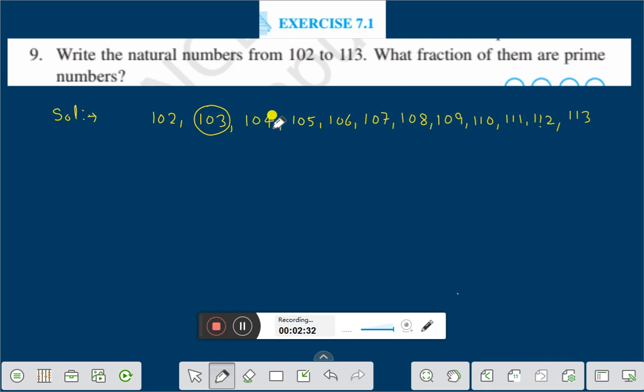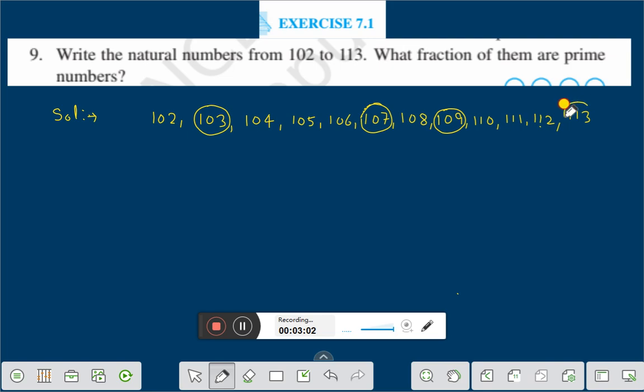105 is not a prime number. 106 is not a prime number. 107, this is a prime number. We circle this one, right? 108 is not a prime number. 109, it is also a prime number. 110, not a prime number. 111, not a prime number. 112, not a prime number.